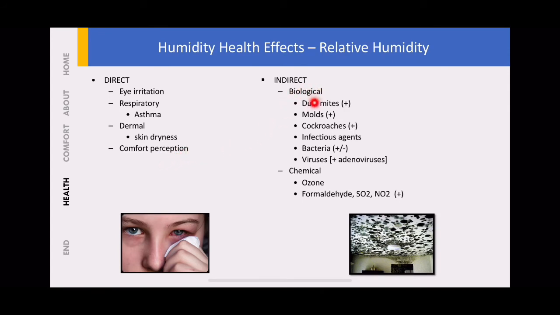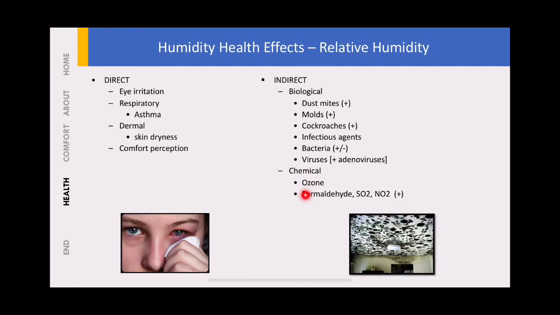Or indirectly, biologically, when the room is very humid, there will be a lot of dust mites inside the room. At the same time, there will be molds. At the same time, you have cockroaches, because cockroaches love cold and damp spaces. You have infectious agents like viruses and bacteria also live and thrive in humid climate or place.